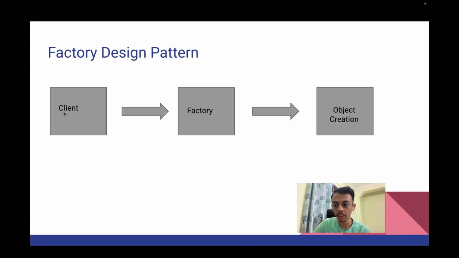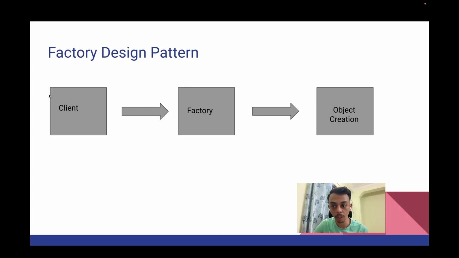So what happens here is that the client, rather than directly talking to the object creation process, talks to the factory. The client demands an object from the factory. Factory makes sure that the object creation process creates the object, passes it to the factory, and then factory passes that object to the client.